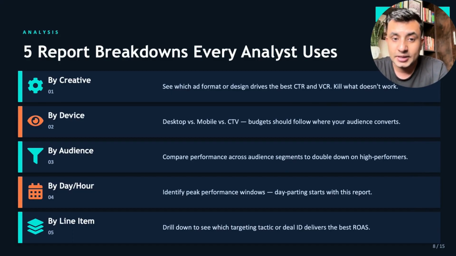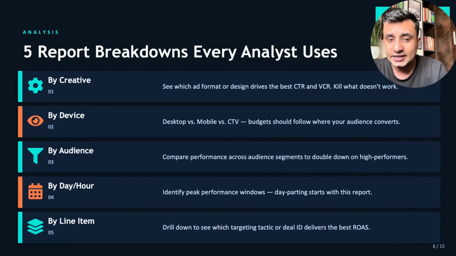Then by audience segment, compare performance across audience segments to double down on high performing audience segments. Increase the budget there. By day or hour, okay, identify peak performance windows for your ads. Day parting starts with this particular report. You can add, I just want to show my ad from 5 a.m. to 5 p.m. on Wednesday, Thursday and Friday. Not on Monday, Saturday, Sunday, because that's the time my customers get converted the most. My ad is getting the most impressions on these particular days. It can work differently for different advertisers.